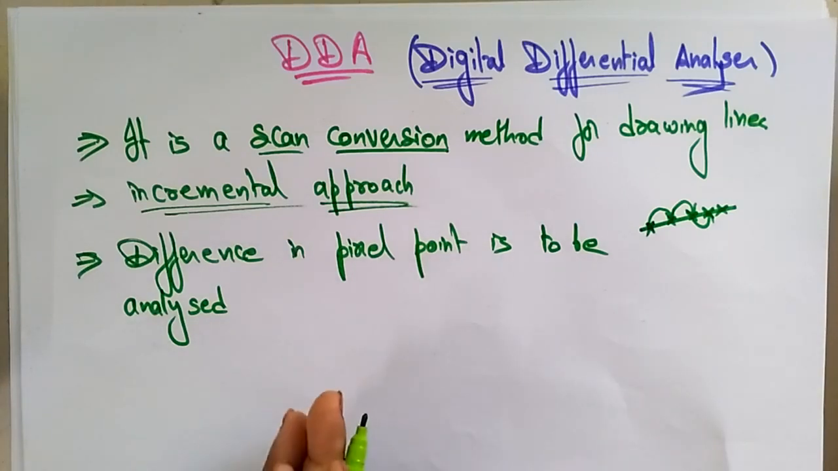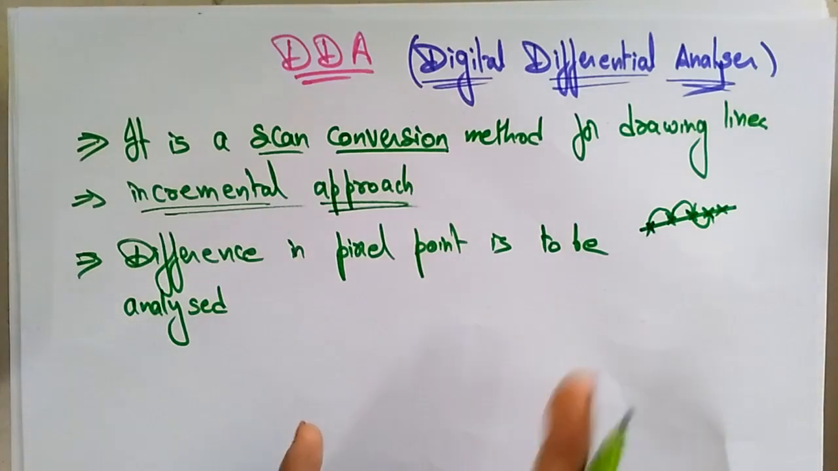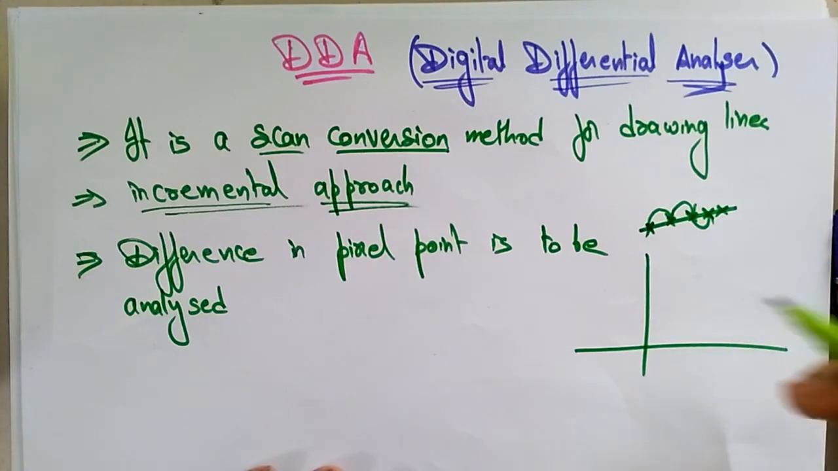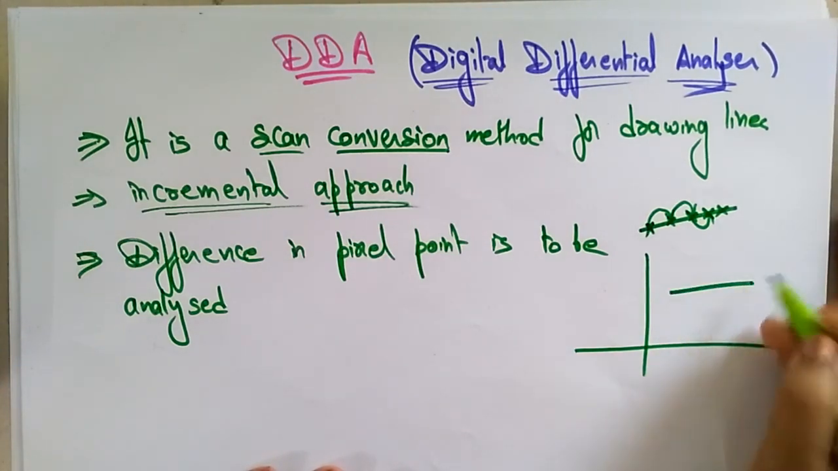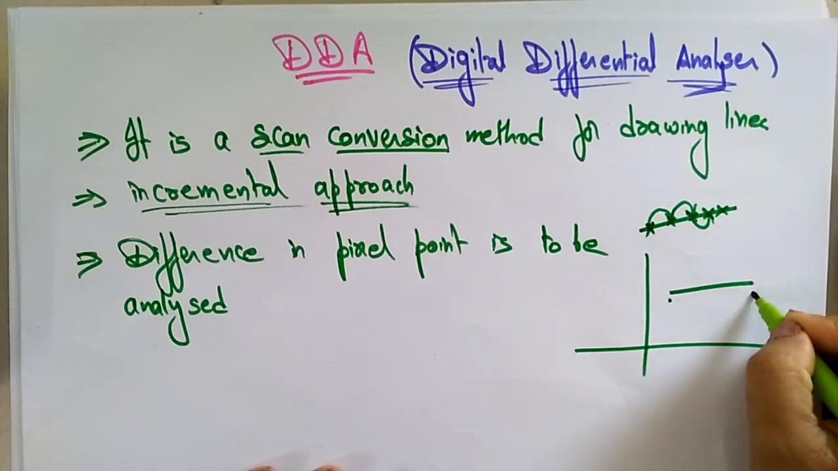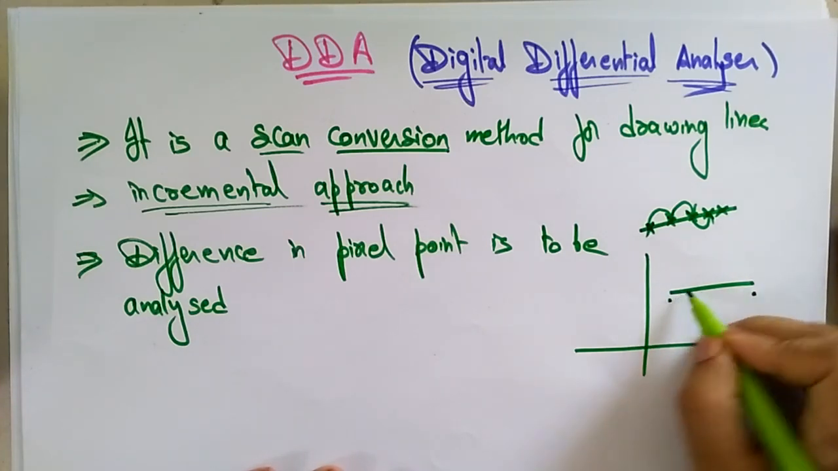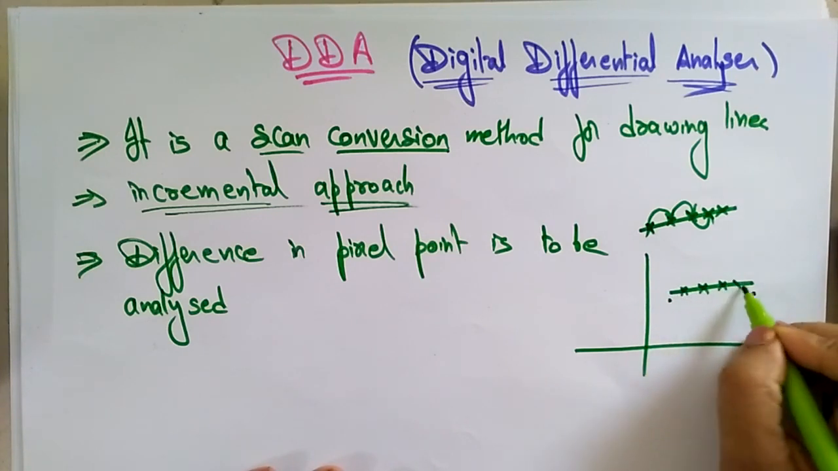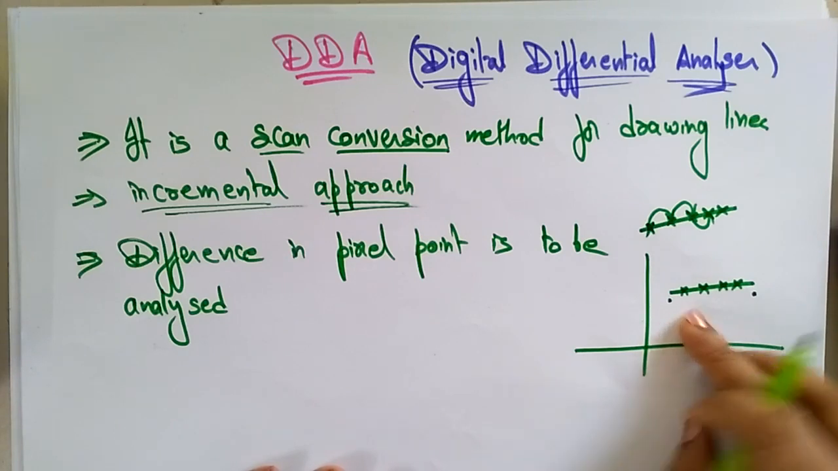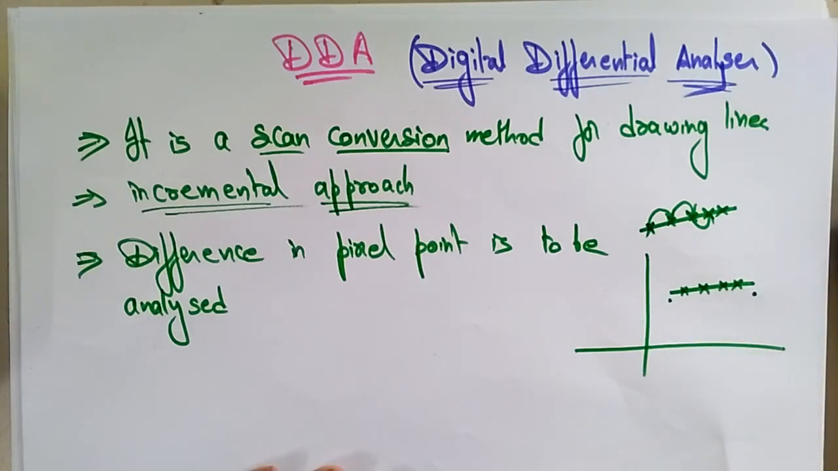This method is said to be an incremental approach because it performs the computation at each step and uses the outcome of the previous step. So this is a plane, and you need to draw a line on the graph. This is the starting point and this is the ending point. To reach the ending point, we have to find the intermediate floating points. With the help of those floating points only, the line segment can be drawn.